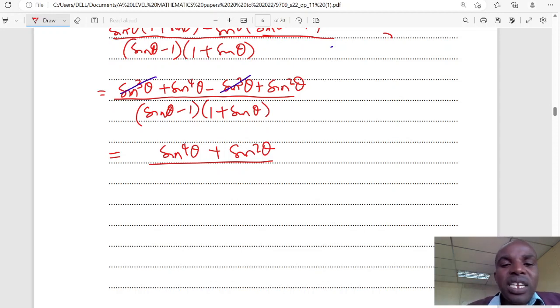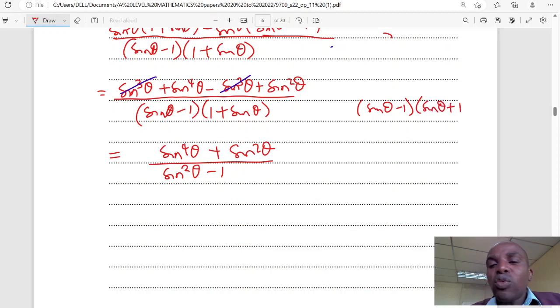if you can check, the denominator is the difference of two squares. So it's the same as sine squared theta minus 1, right? What's the same as is sine theta minus 1, then sine theta plus 1. So this one was the square root of sine squared theta, then this one is the square root of 1. So it's sine squared theta minus 1.